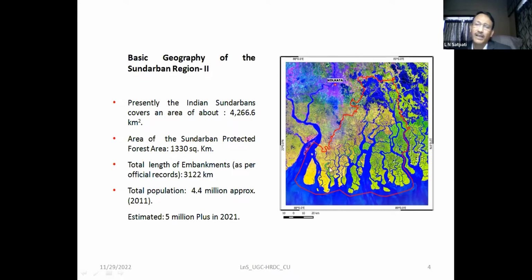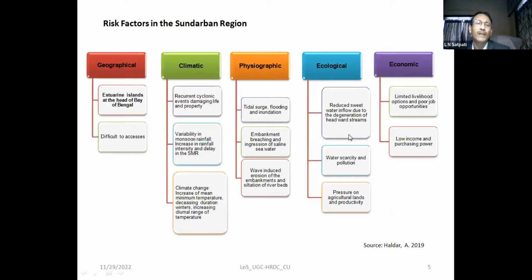Only a very small, we can call it a post office economy type. So certain remittances may be there, or certain seasonality in migration is also found in this Sundarban region.